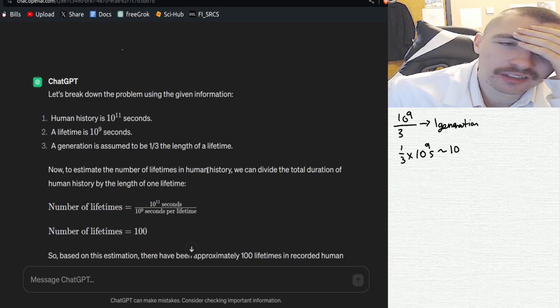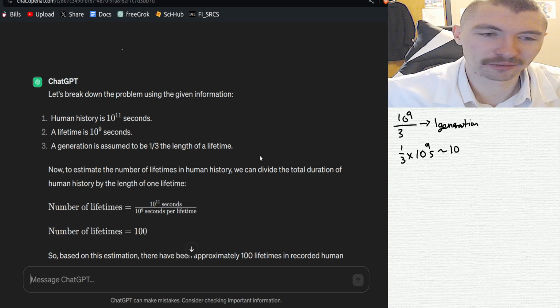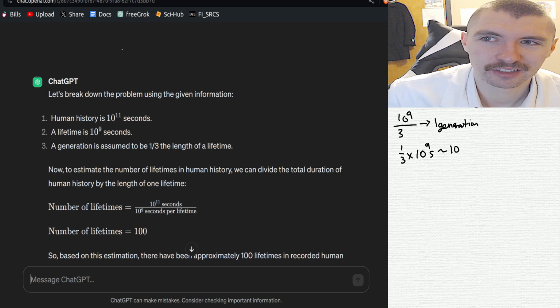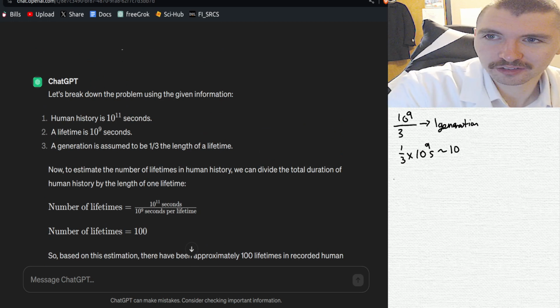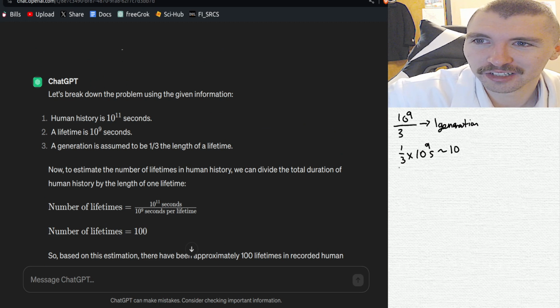So it seems to be agreeing with me. I'm not exactly happy about it. Maybe that's my tendency for precision. So ChatGPT basically said, okay, 1/3 times 10 to the 9. This is less than 5. This is way less than 5.